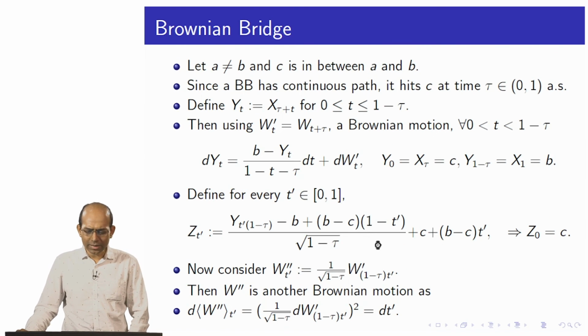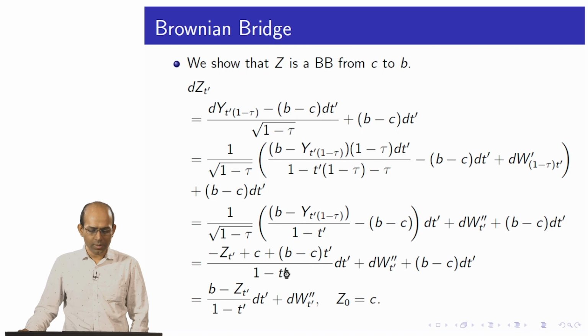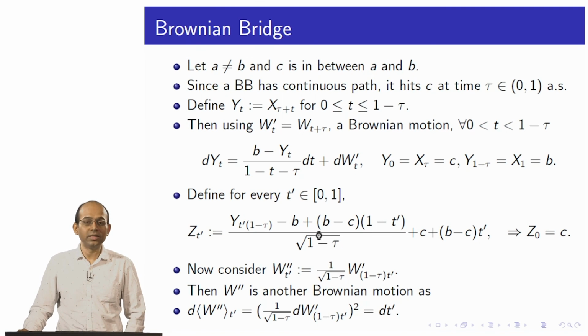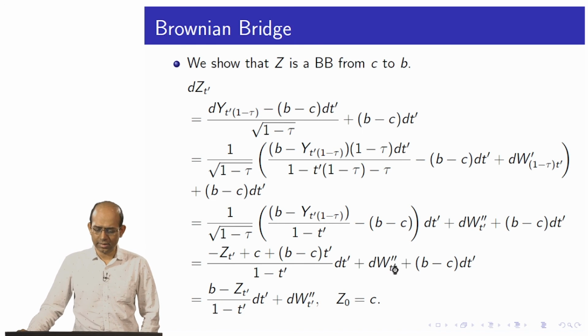Okay. But there are some other terms, this term. So, this term would go here. So, minus z t prime plus c plus b minus c t prime. Okay. So, plus c plus b minus c t prime. From here we are getting this numerator. However, in the denominator we have 1 minus t prime. And this square root of 1 minus tau would not appear because that was also already there, correct. We have taken care of that. So, only 1 minus t prime would remain here, and the numerator would be this, and dt prime as it is, and this part was as before. Okay. I am just rewriting this thing.